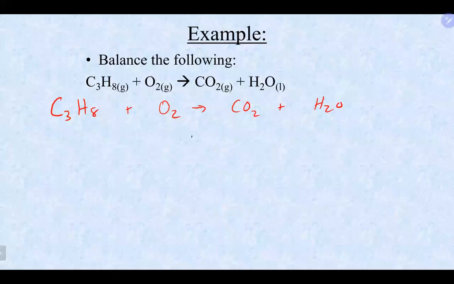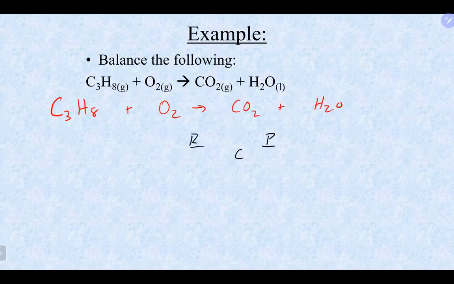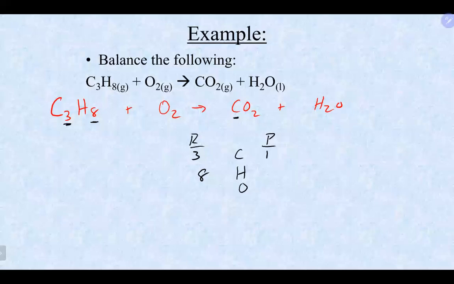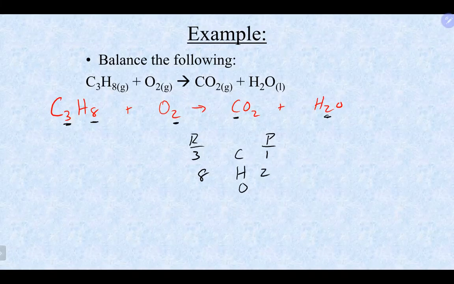So once again, we have our reactants, we have our products. We've got carbon, hydrogen, and oxygen. Once again, here on the left-hand side, there are 3 carbons. Right-hand side, there's just 1. Left-hand side, there's 8 hydrogens. Right-hand side, there are 2. Left-hand side, there are 2 oxygens. On the right-hand side, there are 2 oxygens here, and you don't want to forget this guy over here, which is 3 at that point.